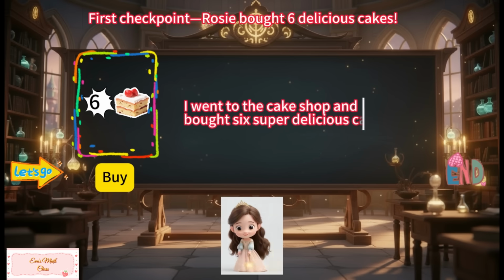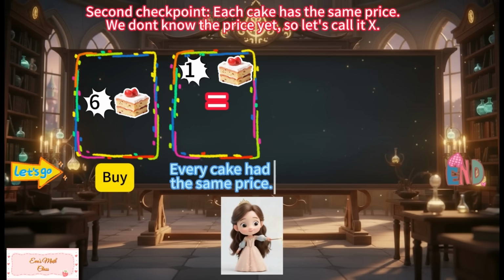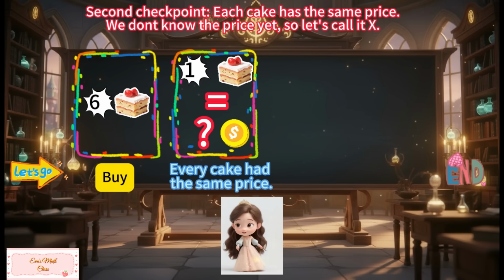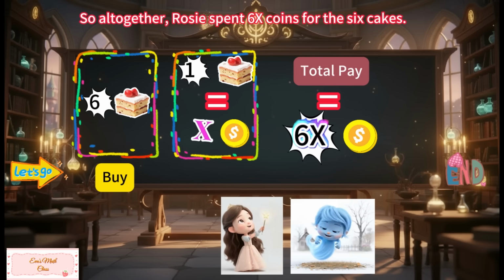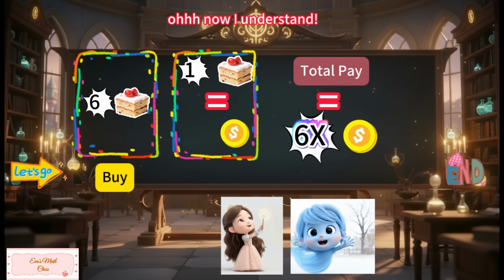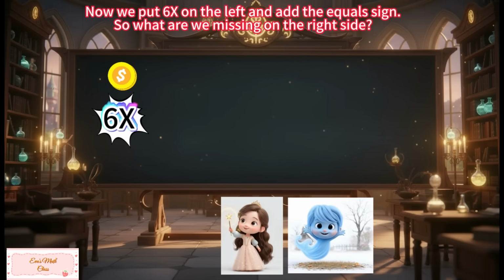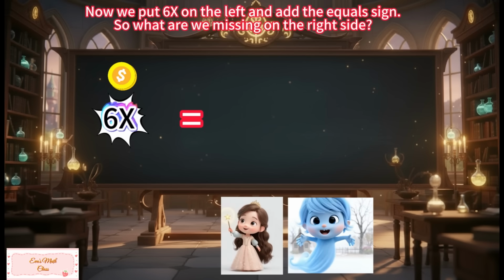First checkpoint, Rosie bought 6 delicious cakes. Second checkpoint, each cake has the same price. We don't know the price yet, so let's call it X. So altogether, Rosie spent 6X coins for the 6 cakes. Oh, now I understand. Now we put 6x on the left and add the equal sign.